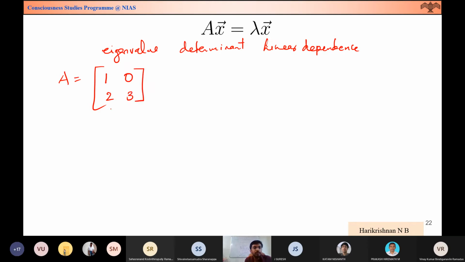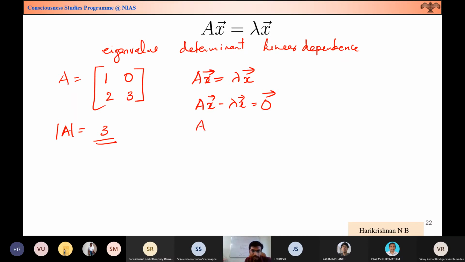Now first, let us find the determinant of this matrix. What is the determinant in this case? 3, right? The determinant is 3. Now let us find the eigenvalues of this matrix. We have Ax equal to lambda x. Remember x is a vector, so I can rewrite it as Ax minus lambda x equal to 0. Again, it is a vector. So I can take A minus lambda I times the vector x equal to 0.